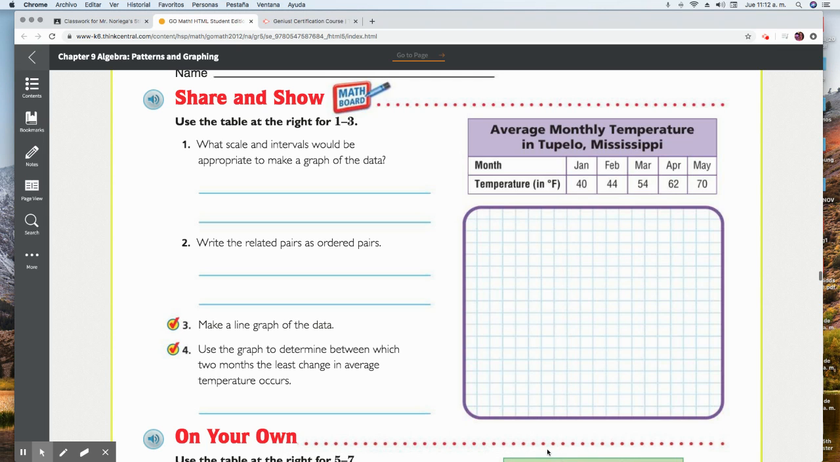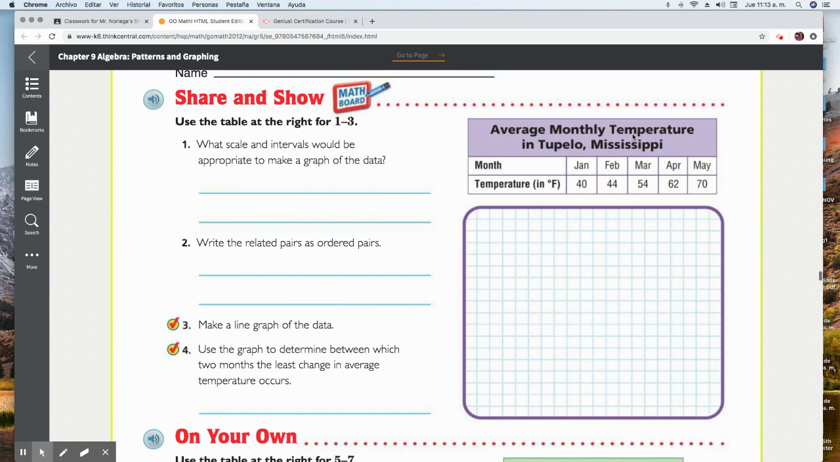Okay, lesson 9.4, line graphs. We are on page 383. Make sure that you turn your book to page 383. We're going to make another line graph using the information on this table.